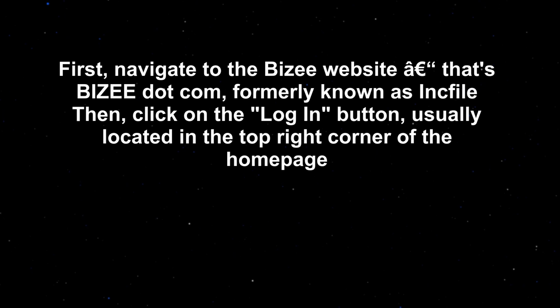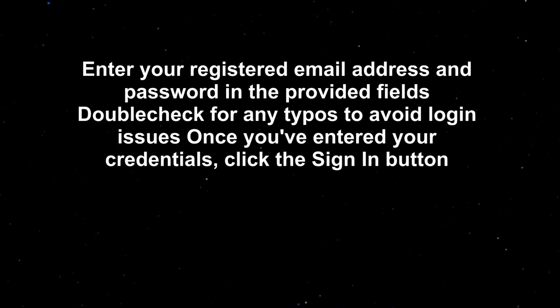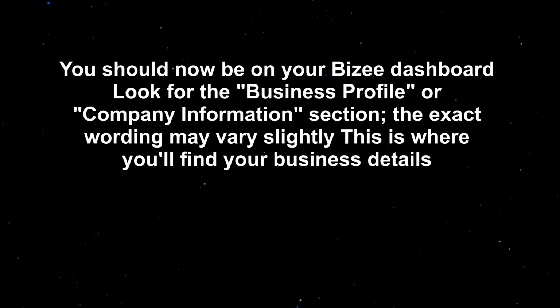Then, click on the Login button, usually located in the top right corner of the home page. Enter your registered email address and password in the provided fields. Double-check for any typos to avoid login issues. Once you've entered your credentials, click the Sign In button. You should now be on your Bizee dashboard.